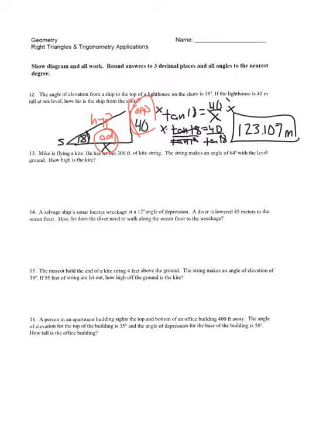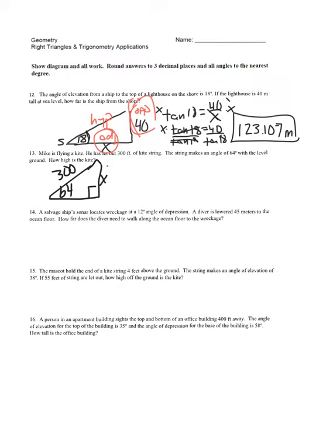13. Mike is flying a kite. He has let out 300 feet of string. The string makes a 64-degree angle with the level ground. How high is the kite? So we've seen this setup before on a few tests and quizzes. So the 300 goes here, 64 here. How high is the kite?